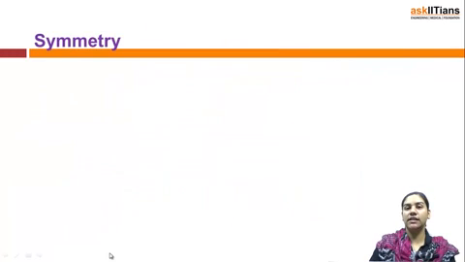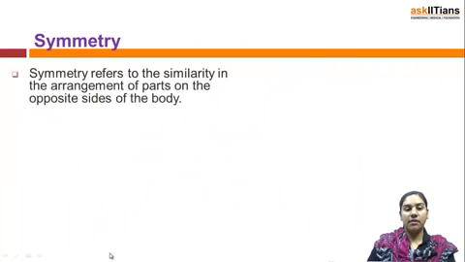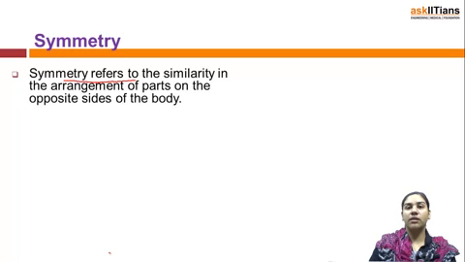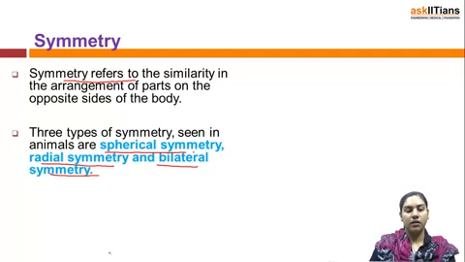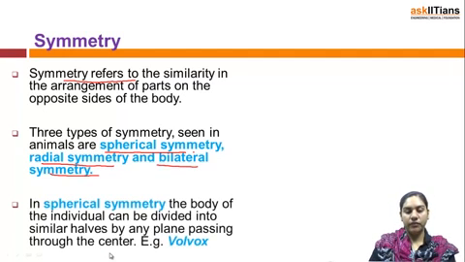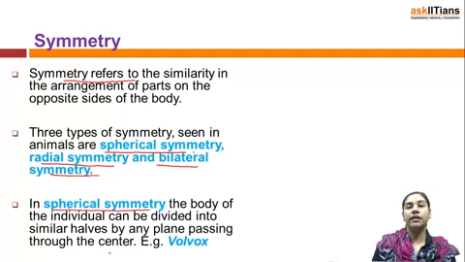Our next basis of classification is symmetry. Symmetry refers to the arrangement of the body parts on the opposite sides of the body, and the similarity of the arrangement of these body parts. There are three types of symmetry present in the animal kingdom: spherical symmetry, radial symmetry, and bilateral symmetry. In spherical symmetry, the body of an individual can be divided into similar halves by any plane passing through the center of the body.